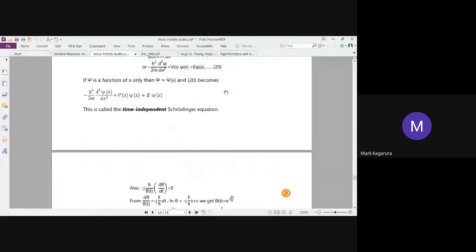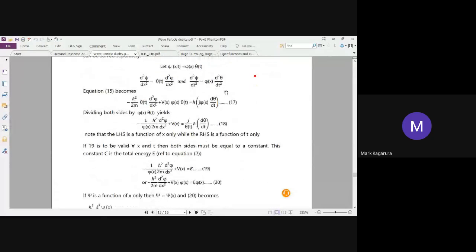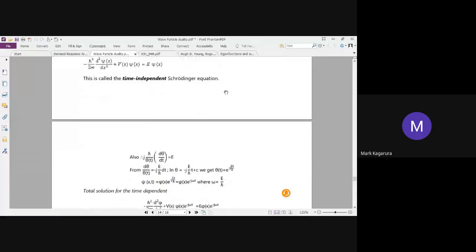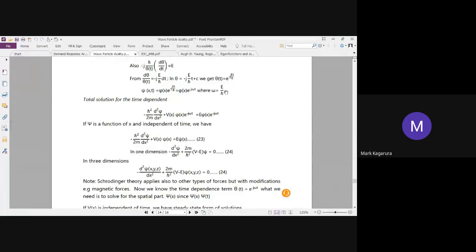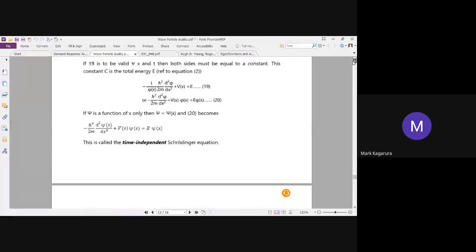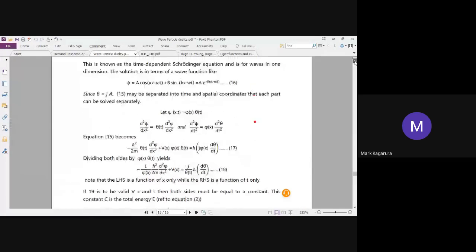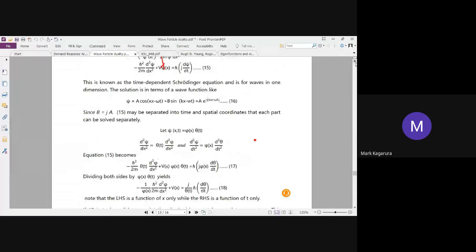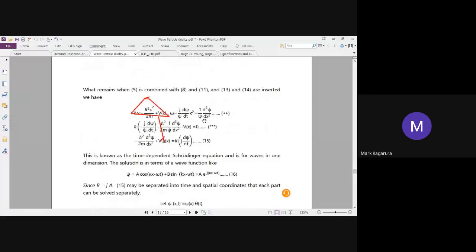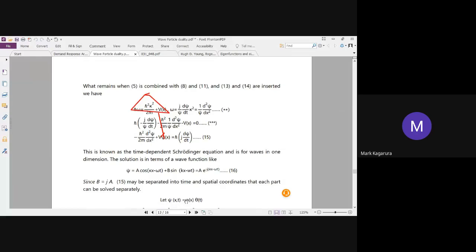So look at the solutions of Schrodinger's equation. We get the time independent one by separating the variables of the wave function into the spatial coordinate, which is psi x, and the time dependent part, which is psi t. So this is what we have here highlighted.